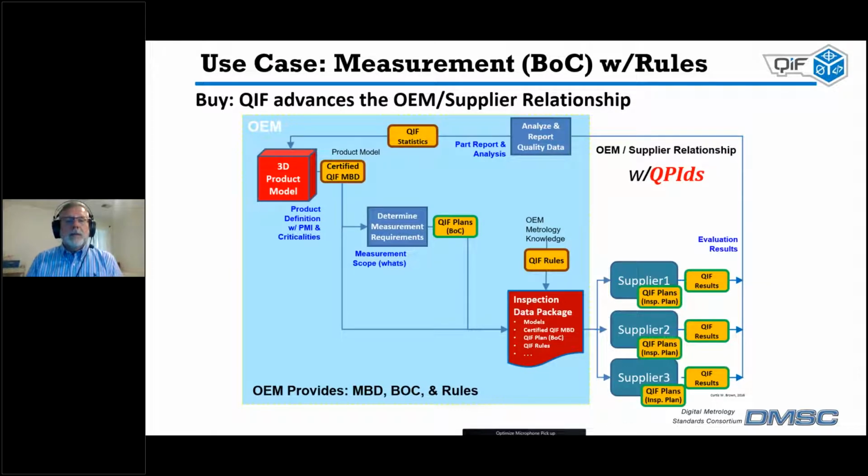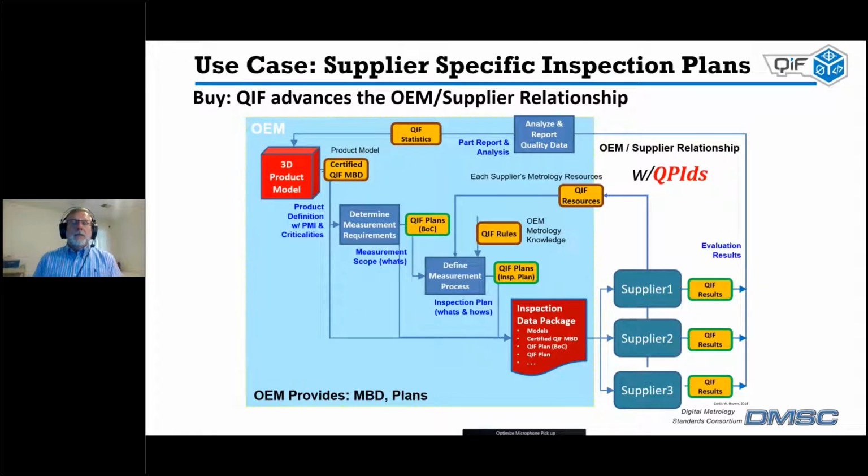So that's one scenario. Another scenario might be that the OEM would not only add your bill of characteristics, but it would apply its own rules and create its own inspection plans. Maybe they understand the supplier very well and know its resources. And so that inspection data package would include the plans for inspection as well. And then you ask your supplier to perform that inspection and provide you with results.